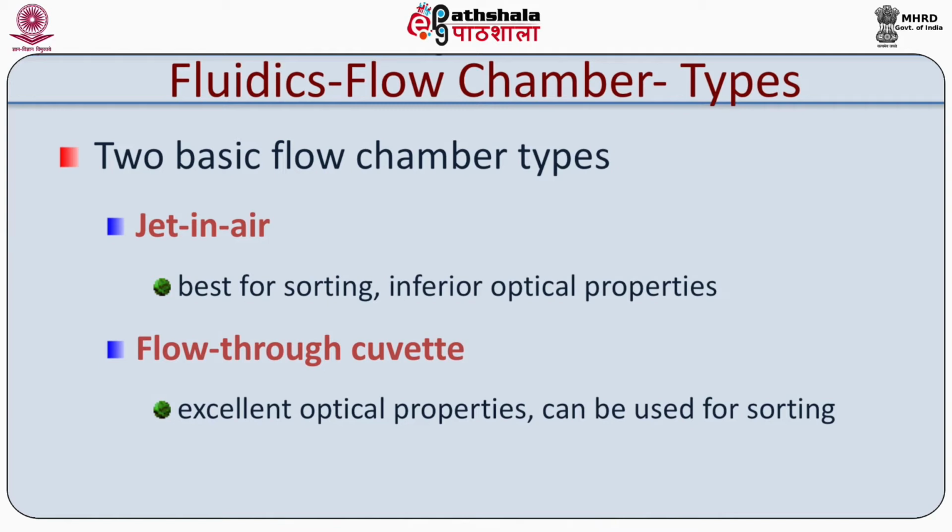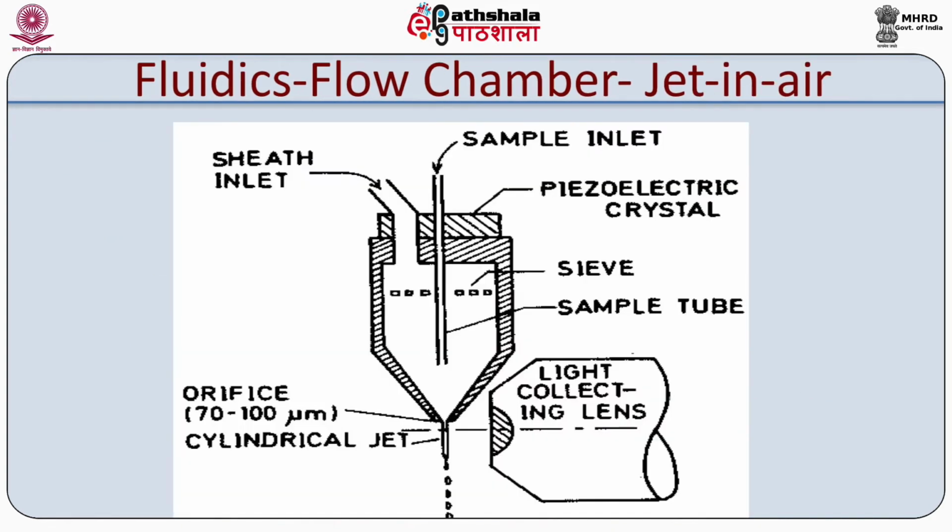The major difference between the two is that in jet-in-air cytometers, the sample stream passes through a small orifice in a nozzle tip before being intersected by the light beam in open air. Shown here is an example of a jet-in-air where the light collecting lens is focused outside the flow cell in open air. Therefore, fluidic systems in this case should be free of air bubbles and debris and properly pressurized at all times. Because the alignment is not stable, it requires alignment on a regular basis.